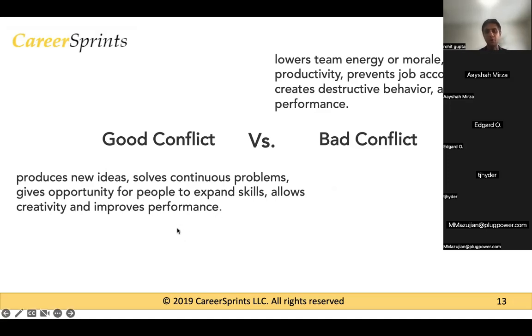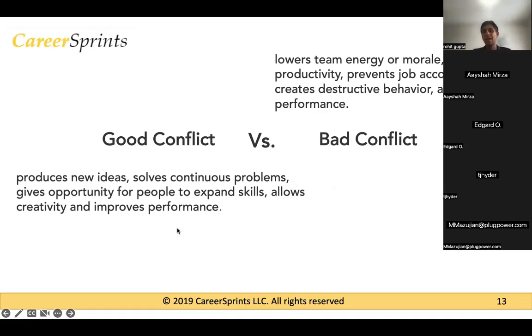So good conflict will normally produce ideas, it will solve problems, it will give people an opportunity to assimilate different perspectives. It will also enable you to become more creative, collaborative, and in turn can improve the overall team's performance, right? So this is a conflict which results in a healthy state for the team or for the individuals involved. Next is bad conflict.